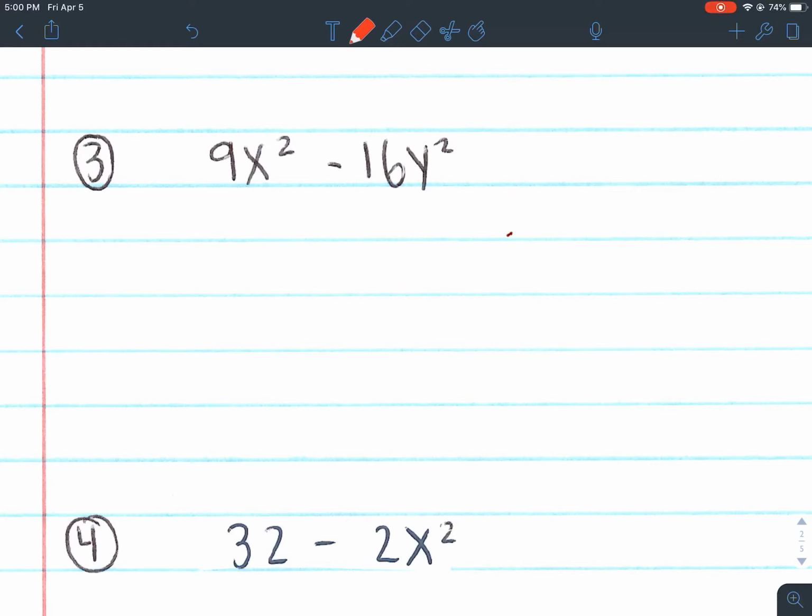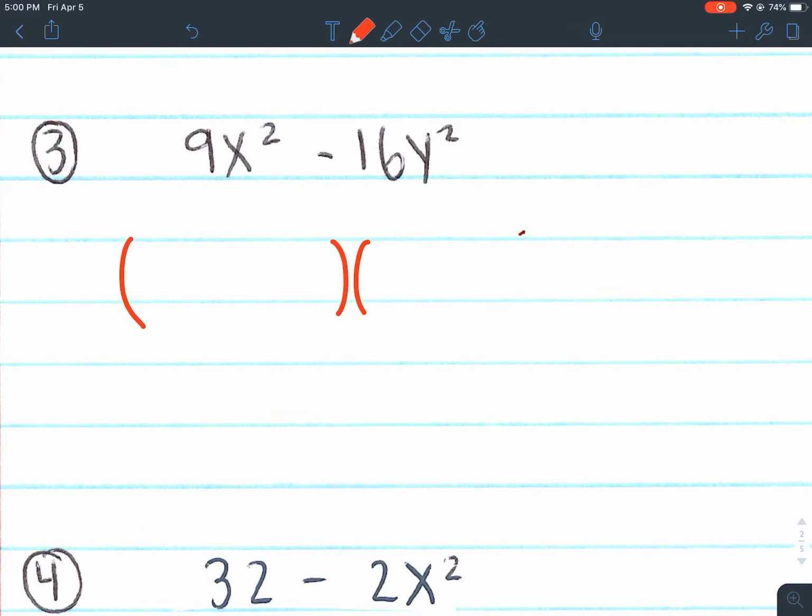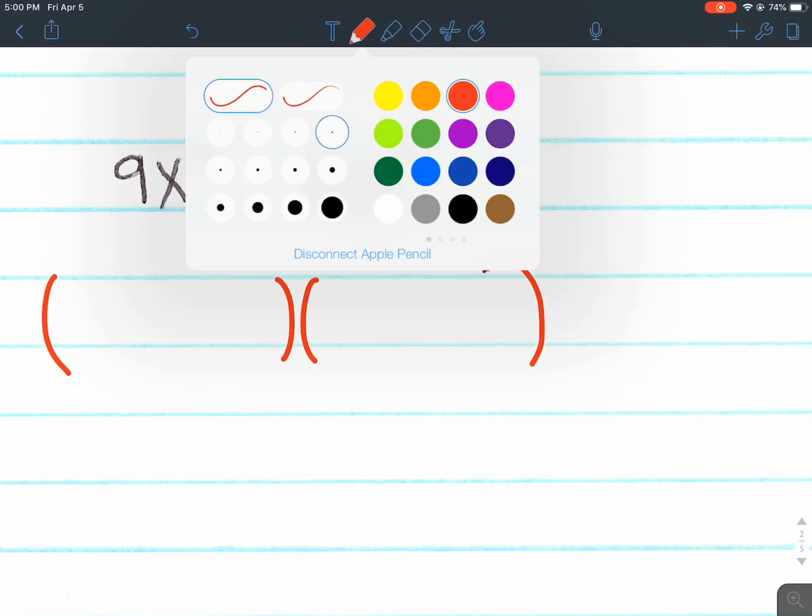First thing, do I have a binomial? Yeah. Do I have a minus sign in the middle? Yes. Do I have all perfect squares? 9 is a perfect square, x squared is a perfect square, 16 is a perfect square, and y squared is a perfect square. So I can move on, draw my 2 sets of parentheses.